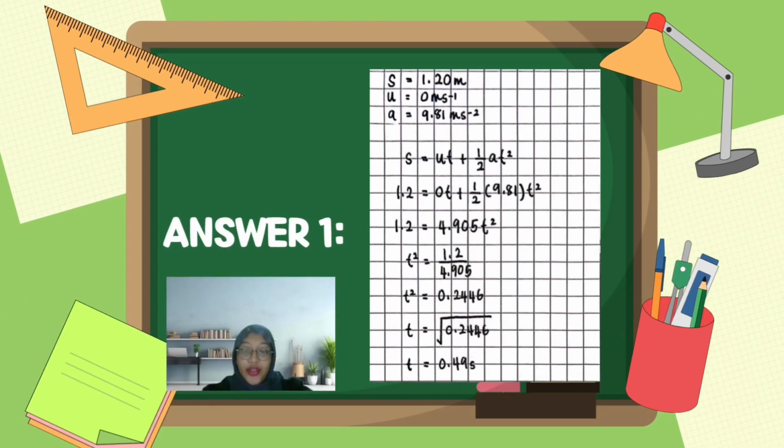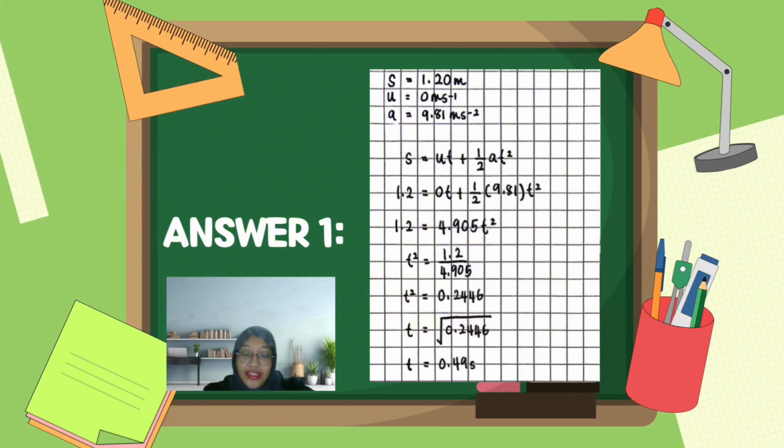Answer 1. We have the displacement, which is 1.2 meters. Initial velocity is 0. Acceleration is 9.81 meters per second squared. Then, we use the formula s = ut + 1/2 at². So, with all the information that we have, we substitute it into the formula and solve it, where the answer that we get is t = 0.49 seconds.